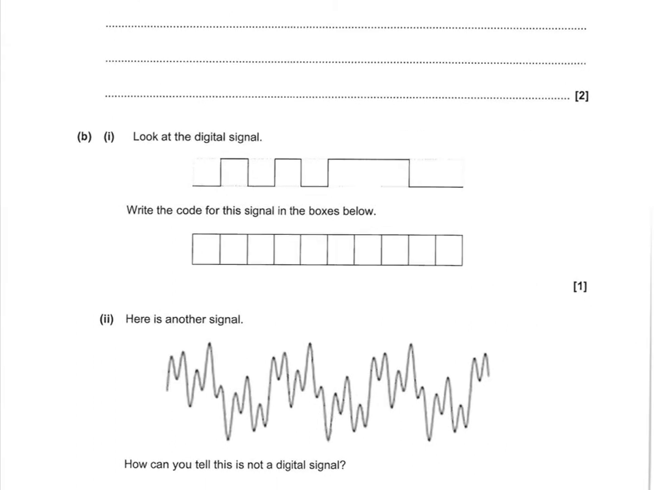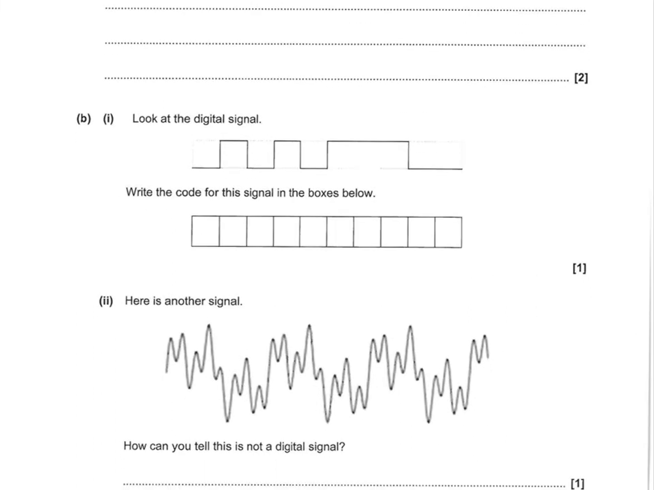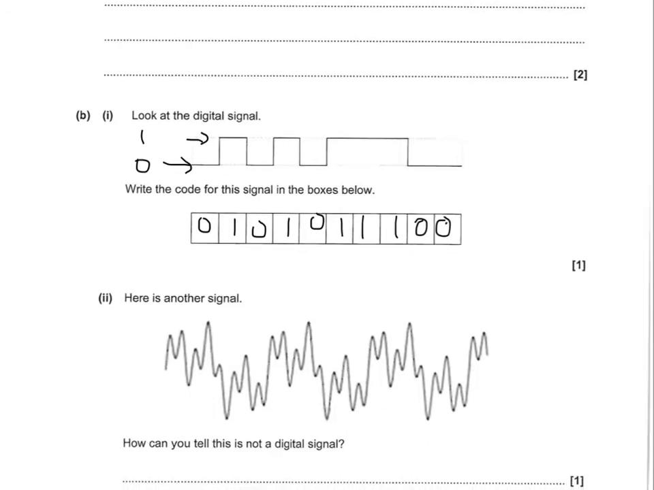Look at the digital signal. Write the code for the signal in the boxes below. So remember, if it's down here, it's a 0, and if it's up here, it's a 1. So you've got 0, 1, 0, 1, 0, and these are all 1s, and then 0, 0. 1 mark for that.